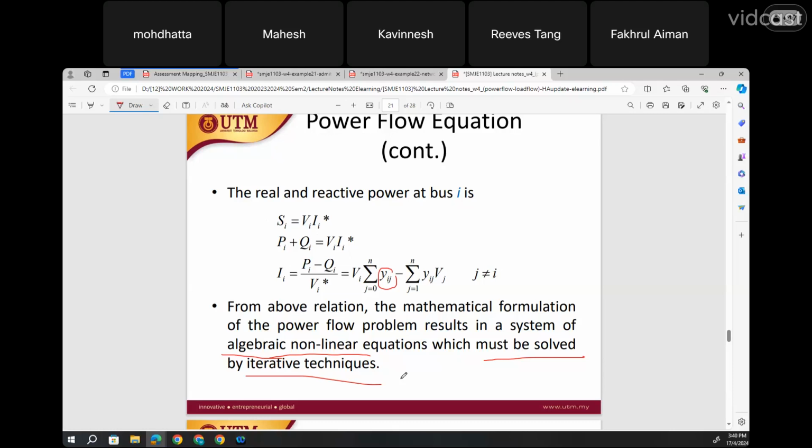Sorry, sir, I cannot see what sir is writing or pointing at. Yeah, I'm not writing anything, I'm just explaining about the iterative values.